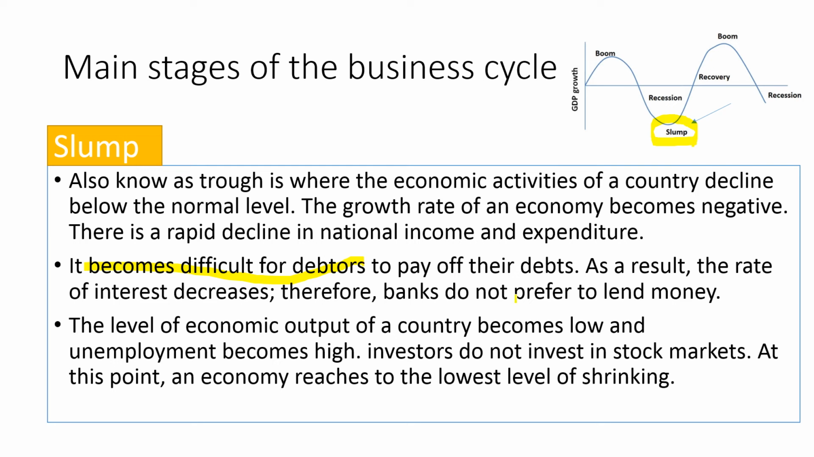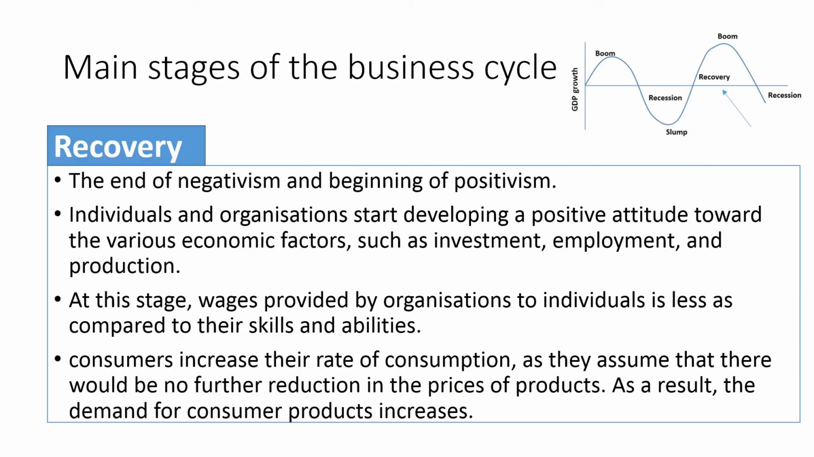Therefore, banks do not prefer to lend money in a slump. They try to keep their money to themselves. The level of economic output of a country becomes low and unemployment becomes high. Investors do not invest in stock markets. At this point, an economy reaches the lowest level of shrinking. So this is the worst position any economy can be in.